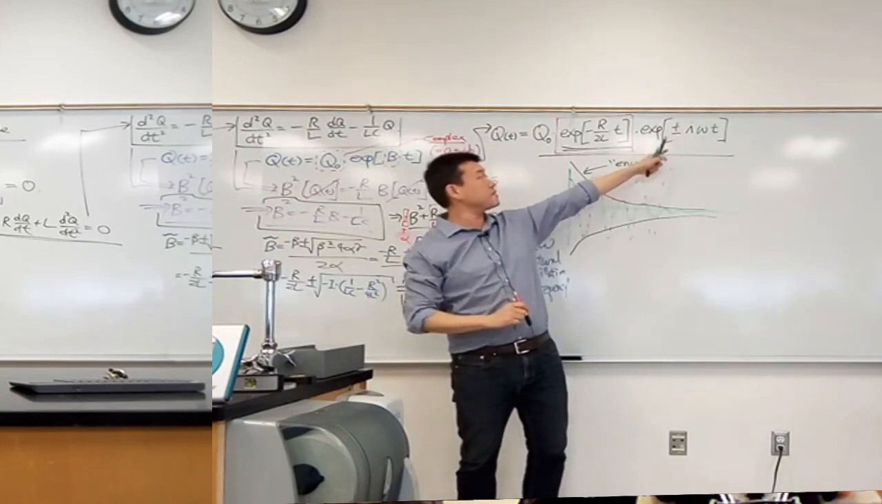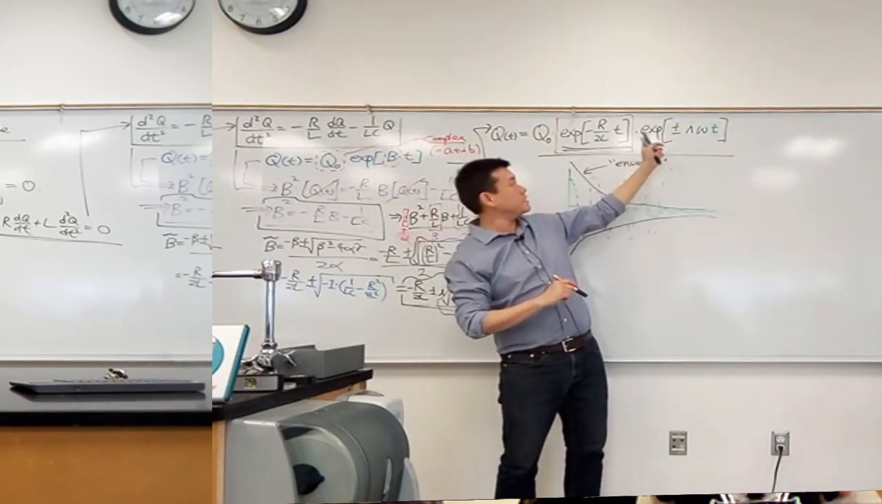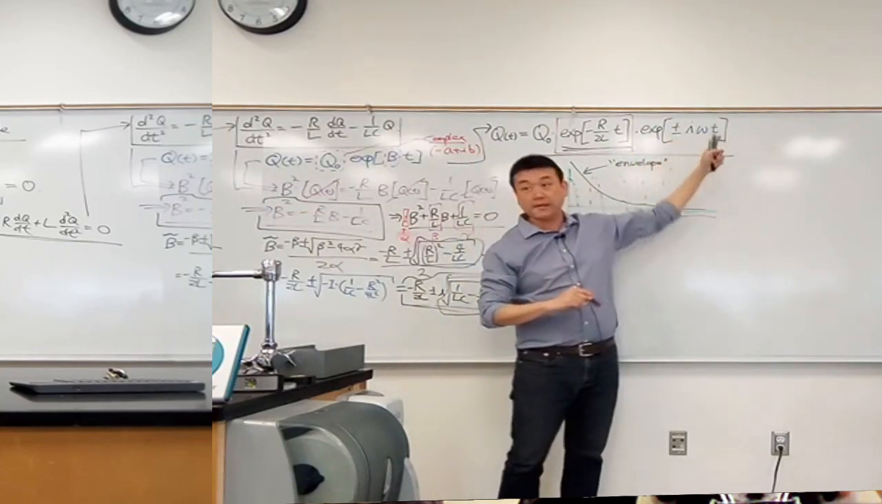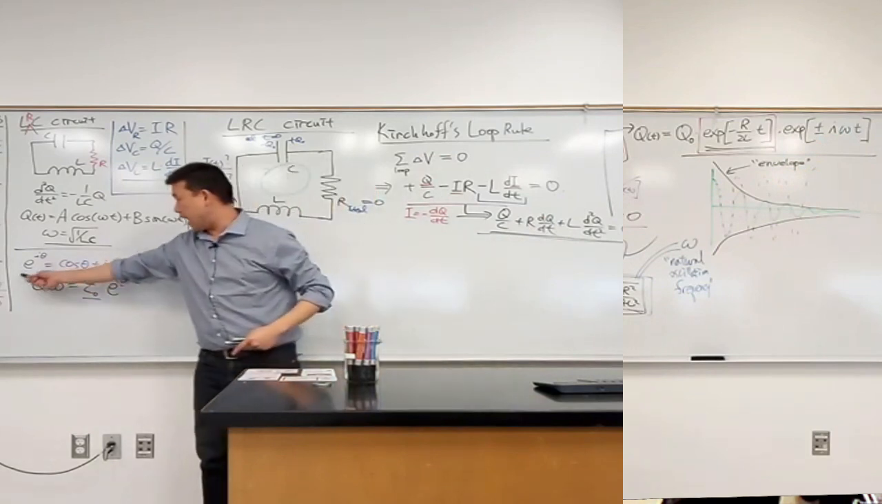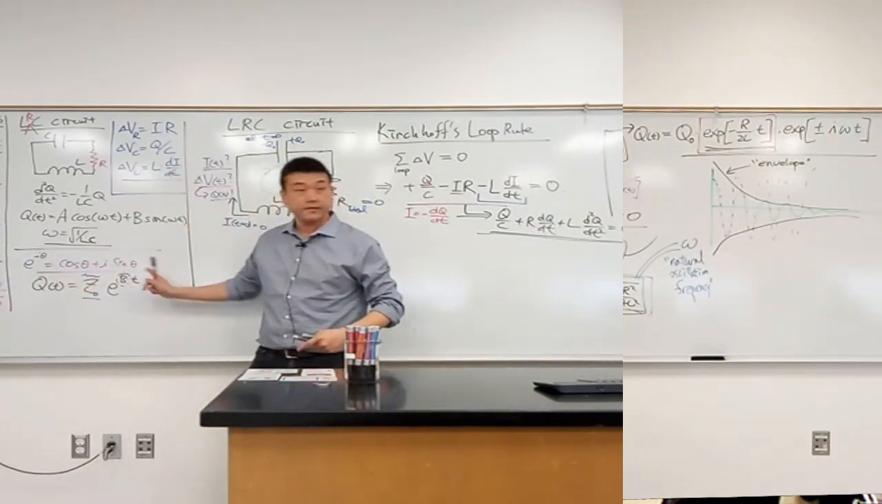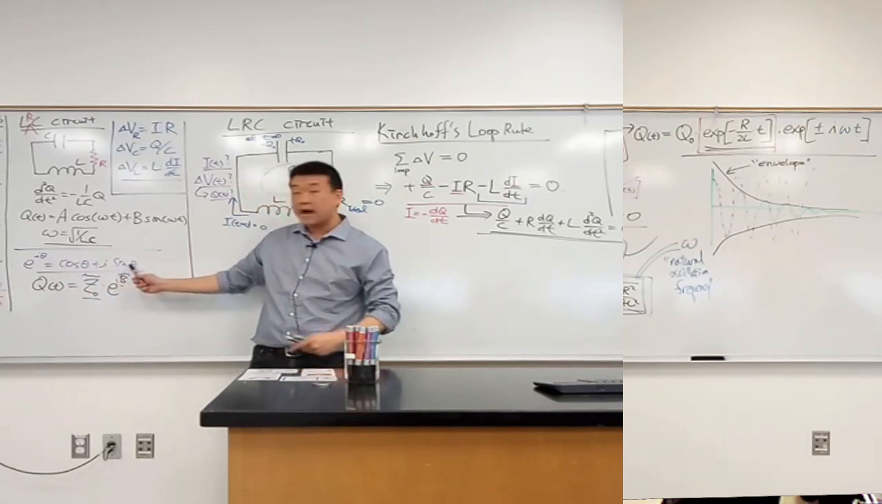Because when this is a complex or imaginary exponential, whenever you see something like e to the i omega t, you recall this formula here. So e to the i omega t can be expanded out this way: cosine of omega t plus i times the sine of omega t.